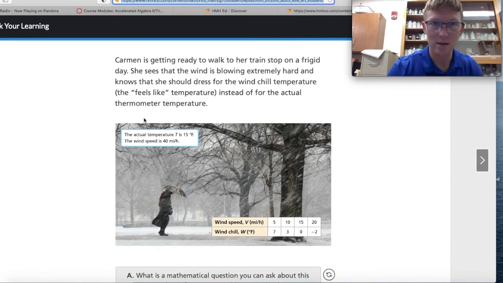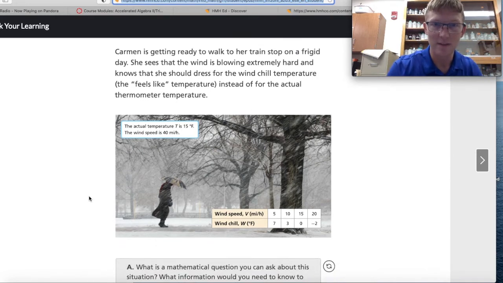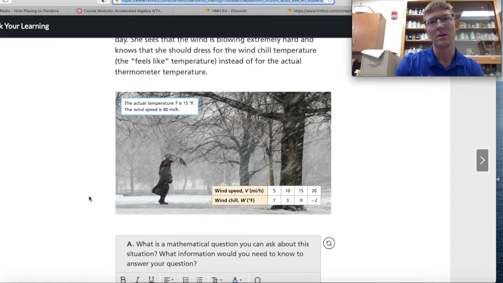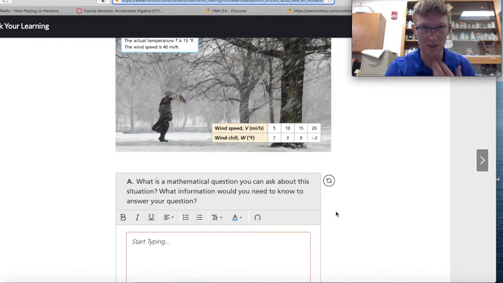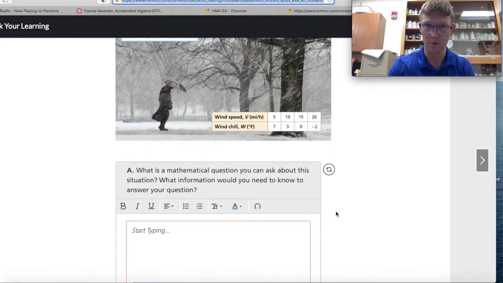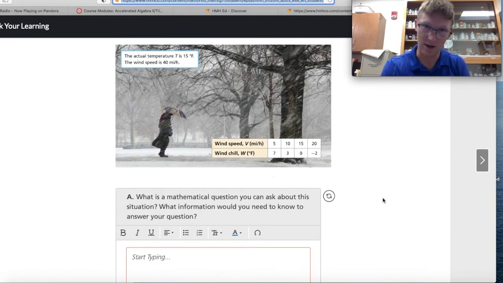So we've got somebody who looks outside and says it's cold outside, but we also see that it's windy. And hopefully we all know here in Missouri that the wind chill can sometimes be worse than the actual temperature. So the actual temperature outside is 15 degrees Fahrenheit. The wind speed is 45 miles an hour. So what are some mathematical questions? What is the relationship between temperature, wind chill, and miles per hour? How fast is the actual wind going?